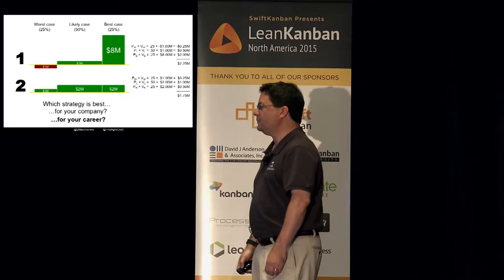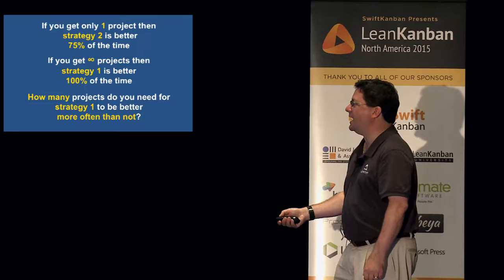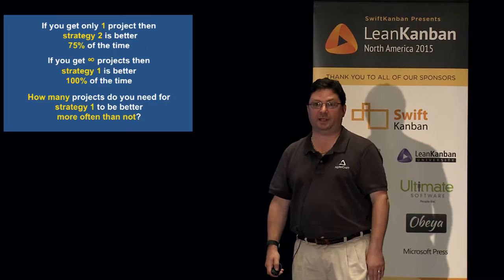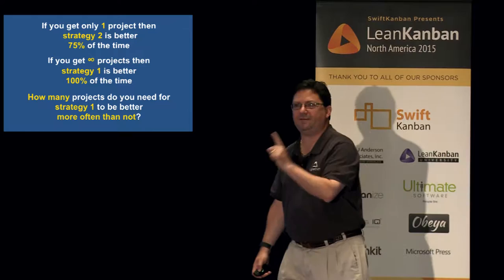So we have two data points on a curve here now, and we see this. We know that if you have only one project to invest in, 75% of the time, project two is going to give you the best results. Project one gives you the best results only 25% of the time, but it's much better results. So if you're only investing in one project, you're 75% likely to be better off by going with strategy two.